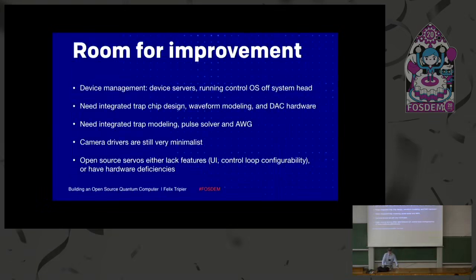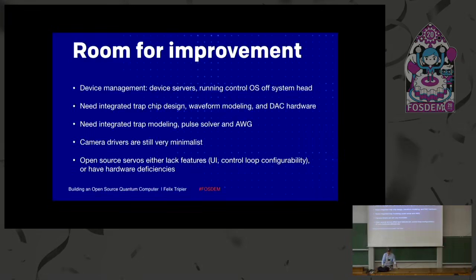So the room for improvement I see, we've talked about what's missing. For running a quantum operating system, you're talking with sometimes 50 or 100 devices. And so you would need a really large computer with a lot of USB hubs to run your quantum computer. I think if you really want to emancipate the student quantum computer maker, you would have a way to run an operating system off a system head or distribute the management of devices, so device servers.